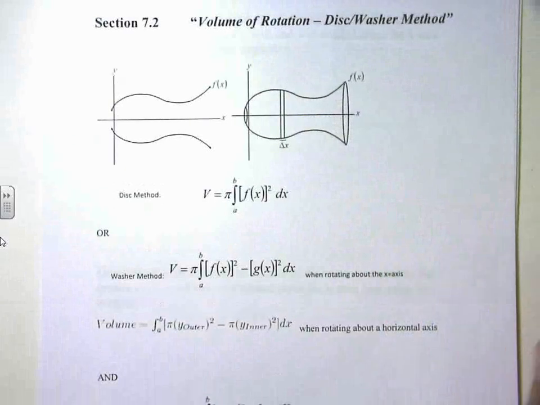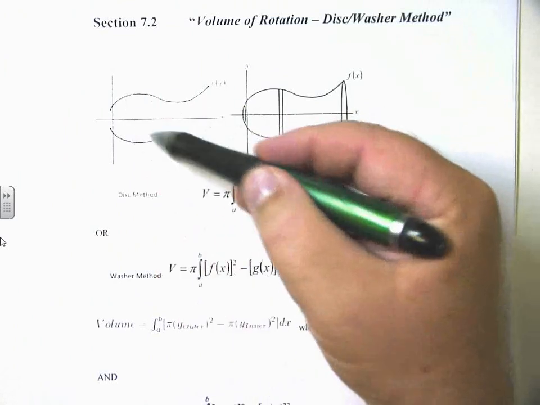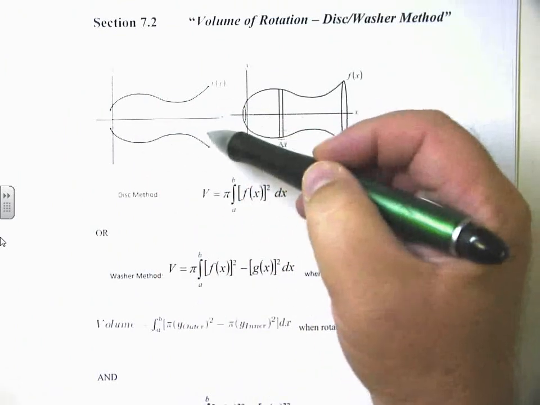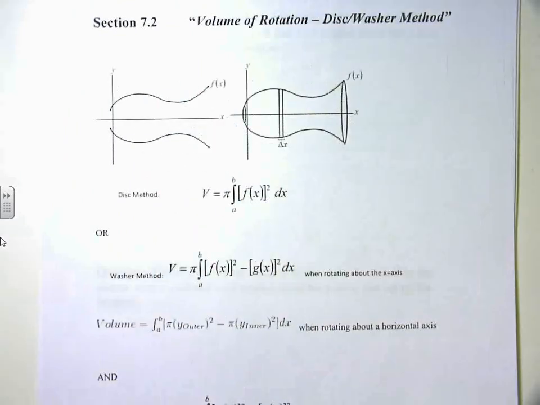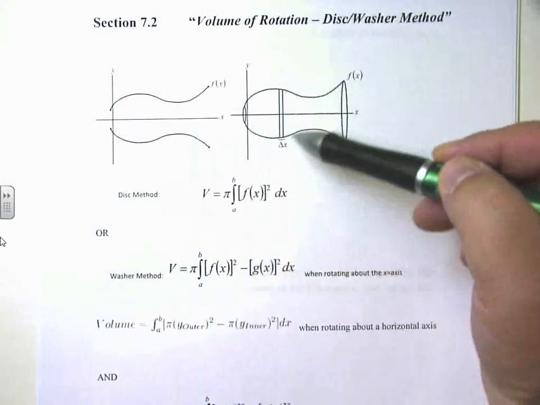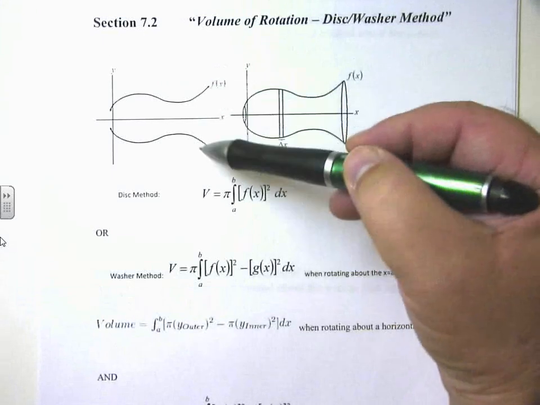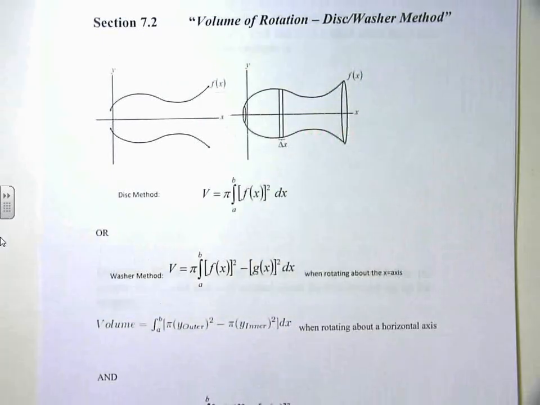And the way I describe it to my students is this. We are trying to do things like wood lathe work. You know, when you've got a piece of wood on a wood lathe and it spins and you take a chisel and you chisel it out, you make a perfectly circular figure. What we're trying to do here is figure out how much volume is in this three-dimensional shape that you created by taking this line and rotating it around the x-axis.